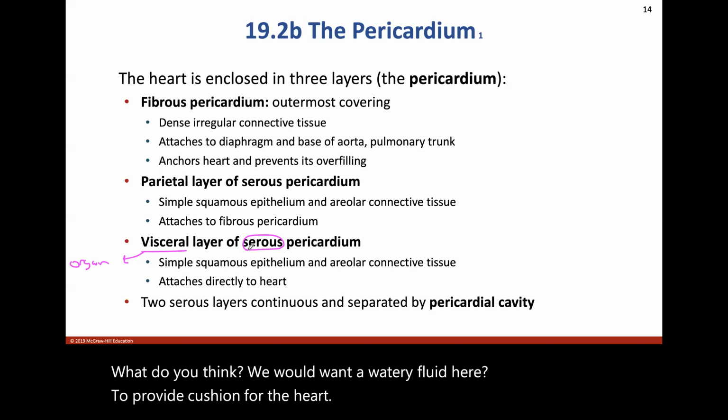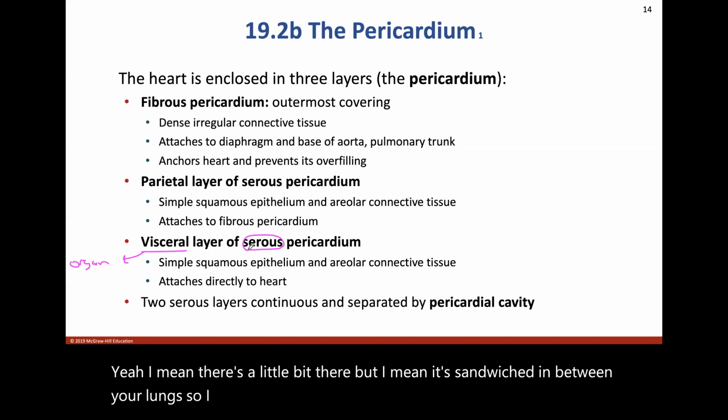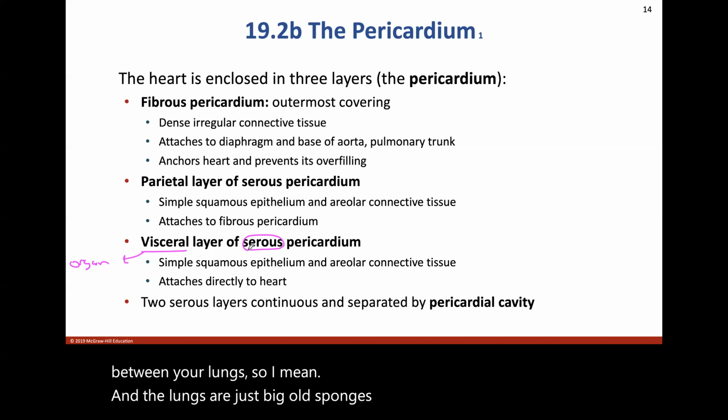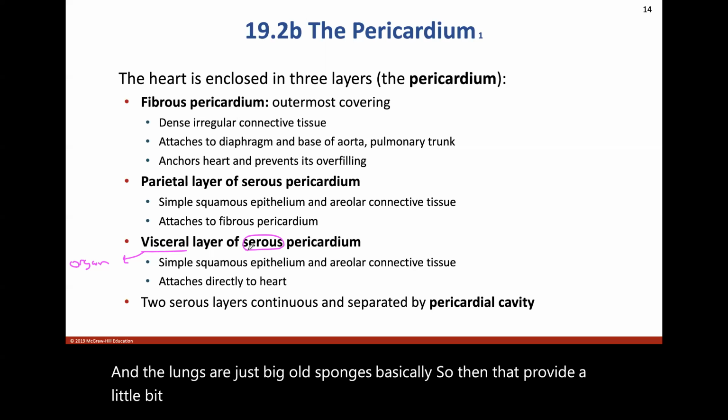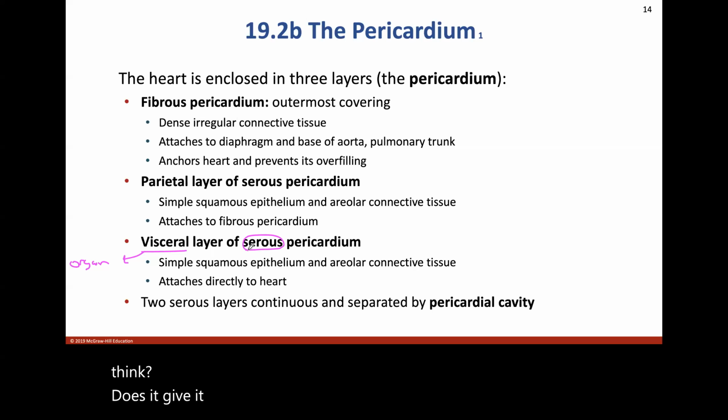Yeah, there's a little bit there, but it's sandwiched in between your lungs. The lungs are just big old sponges, basically, so doesn't that provide a little bit of it? What else? It does a little bit, but what else do you think? Does it give it buoyancy? Water does provide buoyancy, but not a big thing here. That's more just the brain.